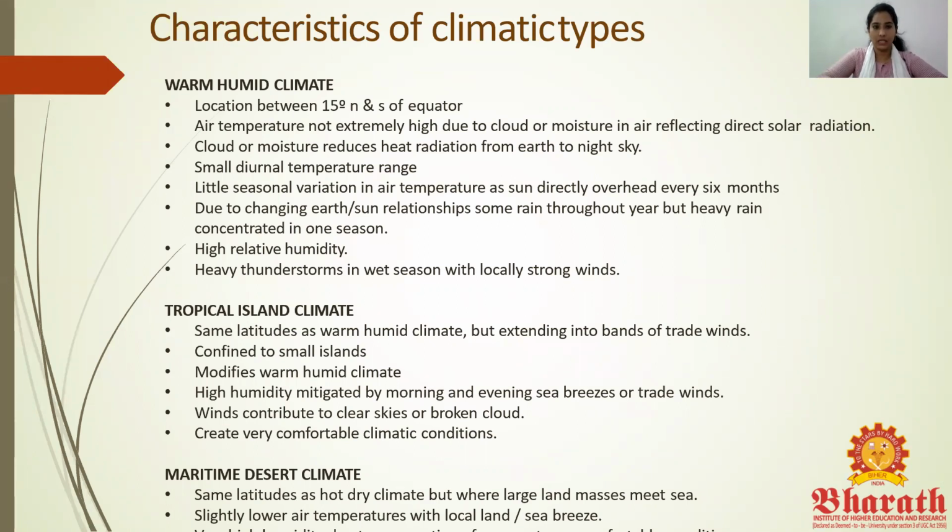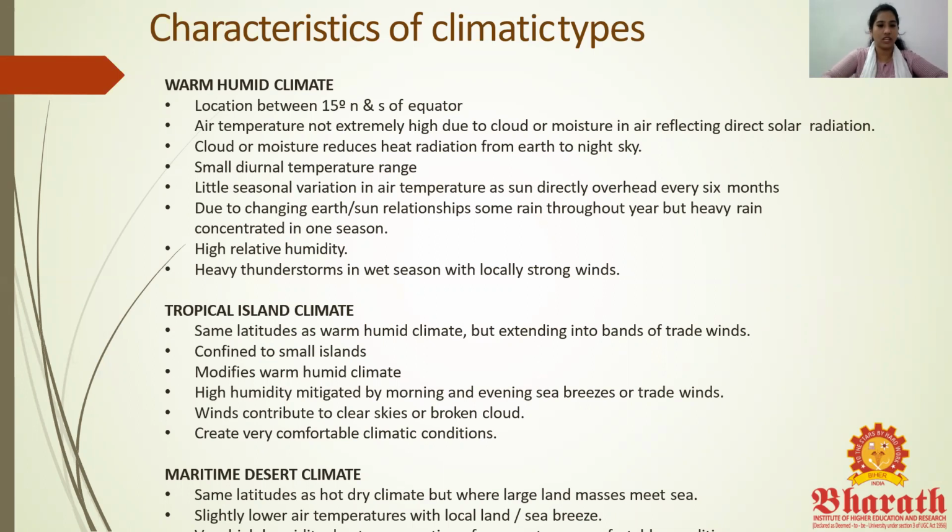Warm humid climate, let's understand properly. You have the location between 15 degrees north or south of the equator as your warm and humid climate. The air temperature is not extremely high due to the cloud or the moisture in the air reflecting direct solar radiation. The cloud or the moisture reduces the heat radiation from the earth to the night sky. You have a very small diurnal temperature range, so you have to take into consideration how you build your building. It should be able to sustain both morning and night. And you have little seasonal variation, and high relative humidity.